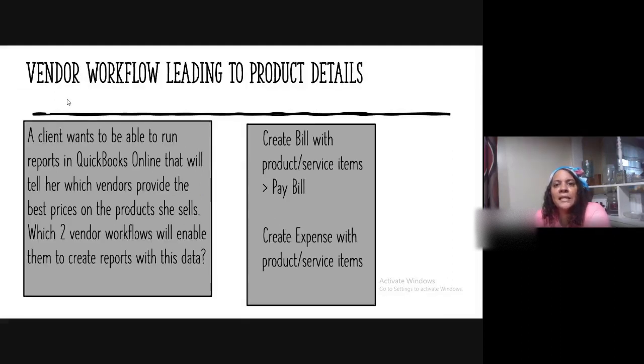Vendor workflow leading to product details. A client wants to be able to run reports in QuickBooks Online that will tell her which vendors provide the best prices on the products she sells. Which 2 vendor workflows will enable them to create reports with this data? So how are you inputting in your vendor details? One would be create bills with product service items and then pay the bill. And 2 is create expense with the product service items.